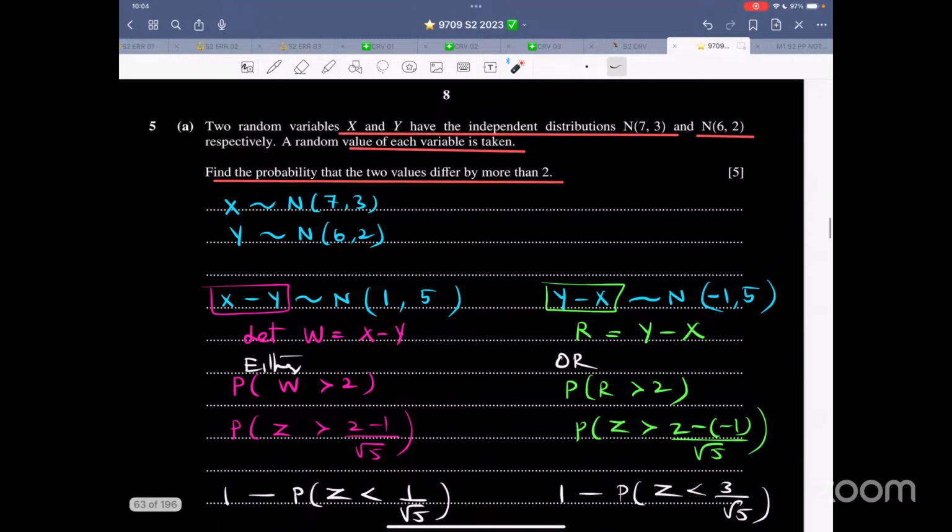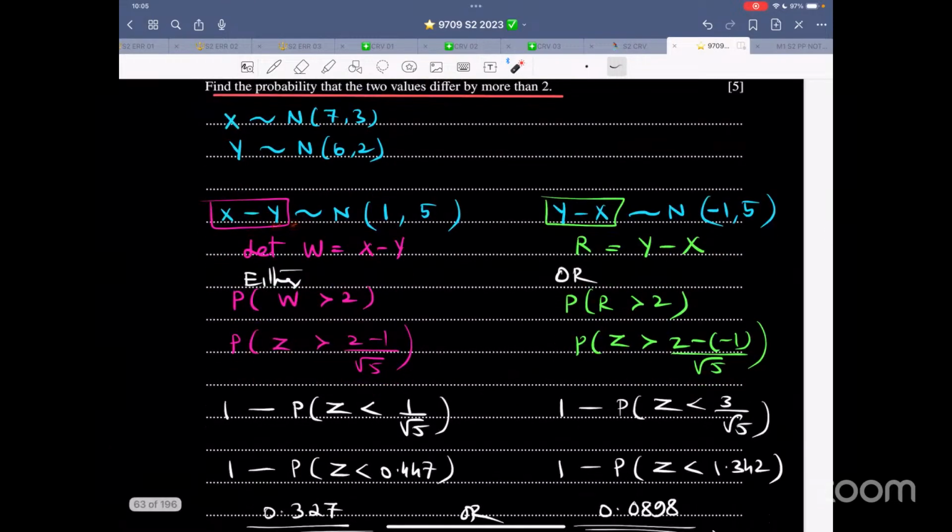Question number 5 looks like linear combination. Read the question first. Now, what does the question say? It says two random values of X and Y have the independent Poisson distribution. And independent distribution, my bad, it's not Poisson. That was the previous question, a very long question. So now it says normal distribution 7, 3. So this is 7, 3, that is X, and this is 6, 2, that is Y. It's pleasing to see small numbers. A random value of each variable is taken. Find the probability the two values differ by more than 2.